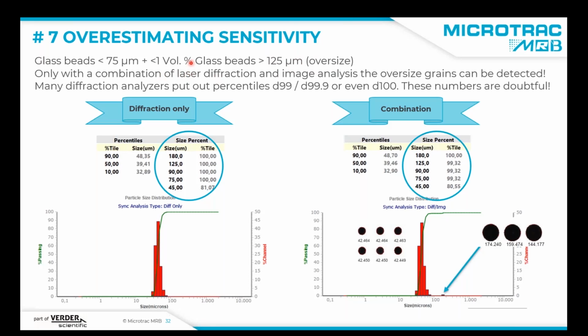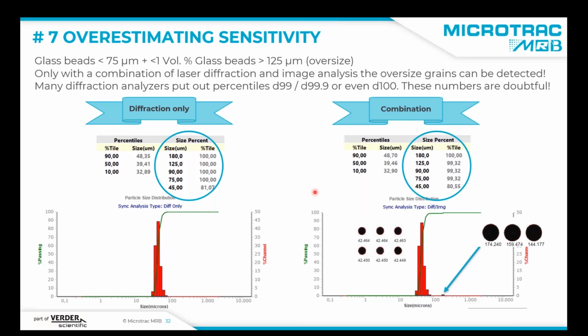When we take this sample with the oversize and we analyze it with laser diffraction only, this was also the SYNC analyzer that I've shown you before, you see we measure the glass beads smaller than 75 very accurately, but the oversize does not appear. This is because laser diffraction is evaluating a diffraction pattern that is generated by all particles simultaneously, and the contribution from the large particles is just not big enough to generate enough signal on the relevant detectors to be represented in the result.